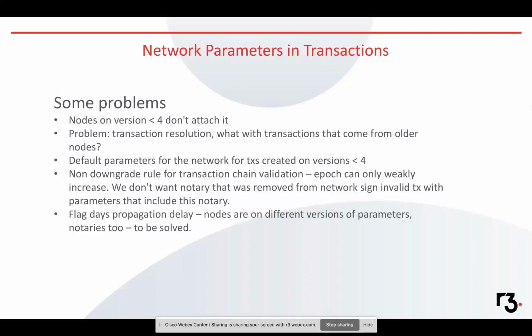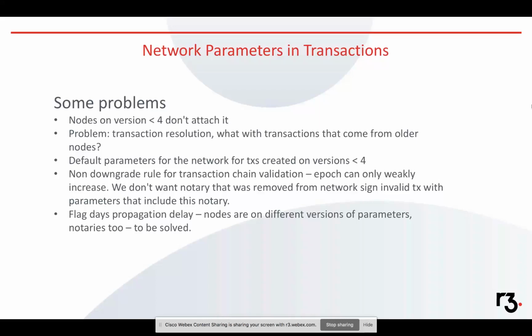And the only thing that is still unresolved is that when we change network parameters, we do a flag day, and the network propagation is delayed, so we end up with nodes with different network parameters in the network. So we will probably introduce, but later, some kind of notion of a time interval where both parameters can be enforced in the network, so notaries won't reject transactions with the older ones. That's it. Any questions?